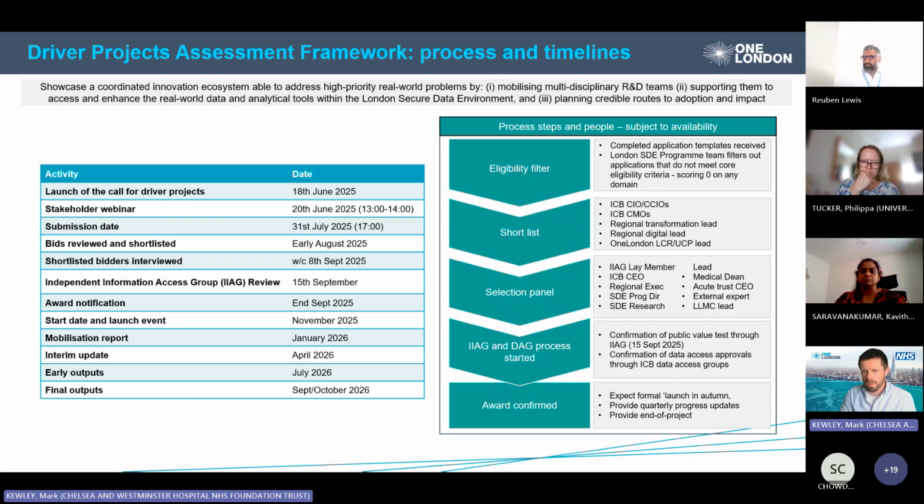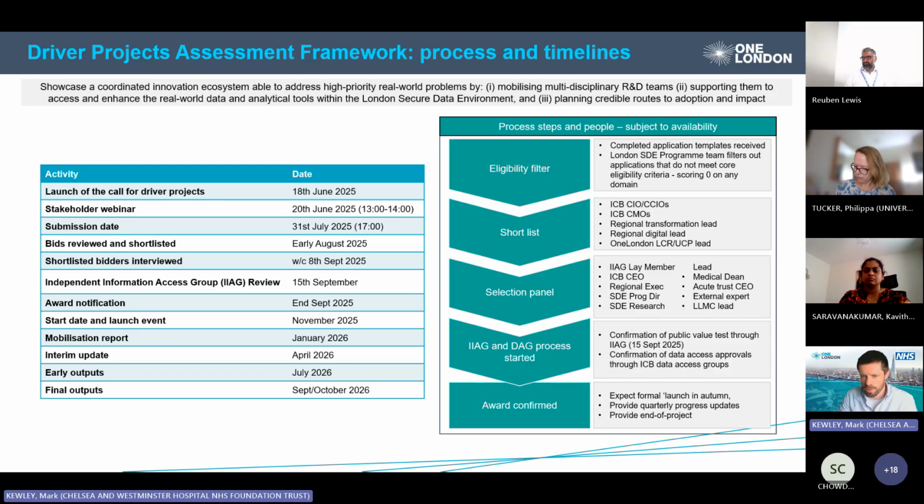Shortlisting getting down to then, expect fewer than 10 proposals to be reviewed by the final selection panel, which would be a lay member from our independent information access group, as well as exec level leadership from the ICBs, the regions, and universities. So really keen that we have a mixture of our senior leaders across London making decisions about the proposals that come forward.